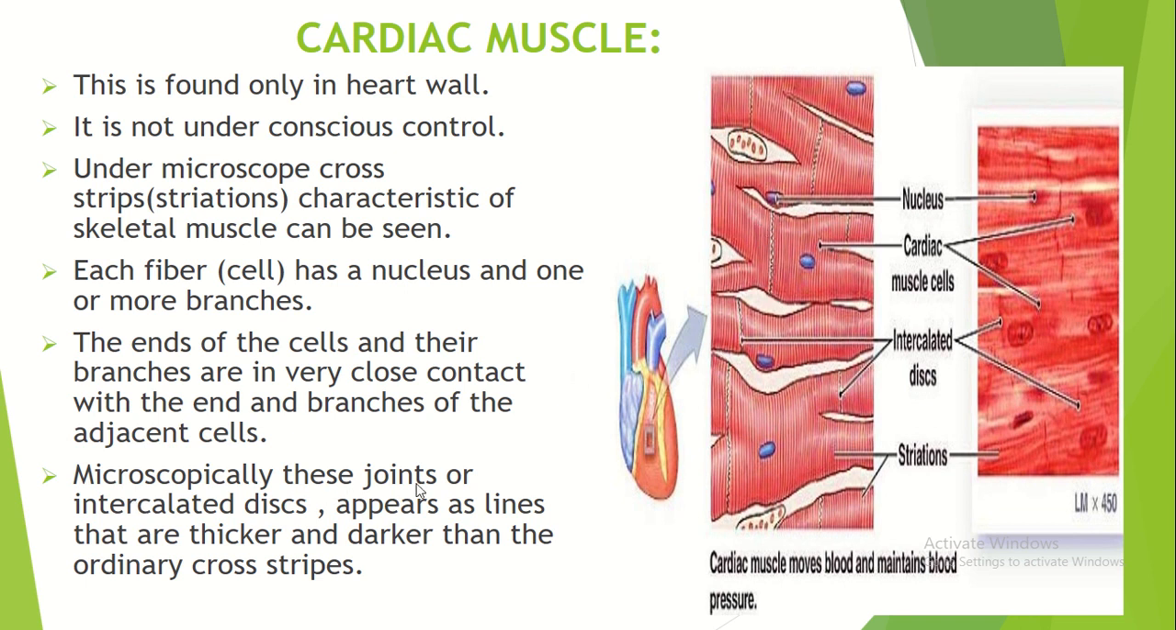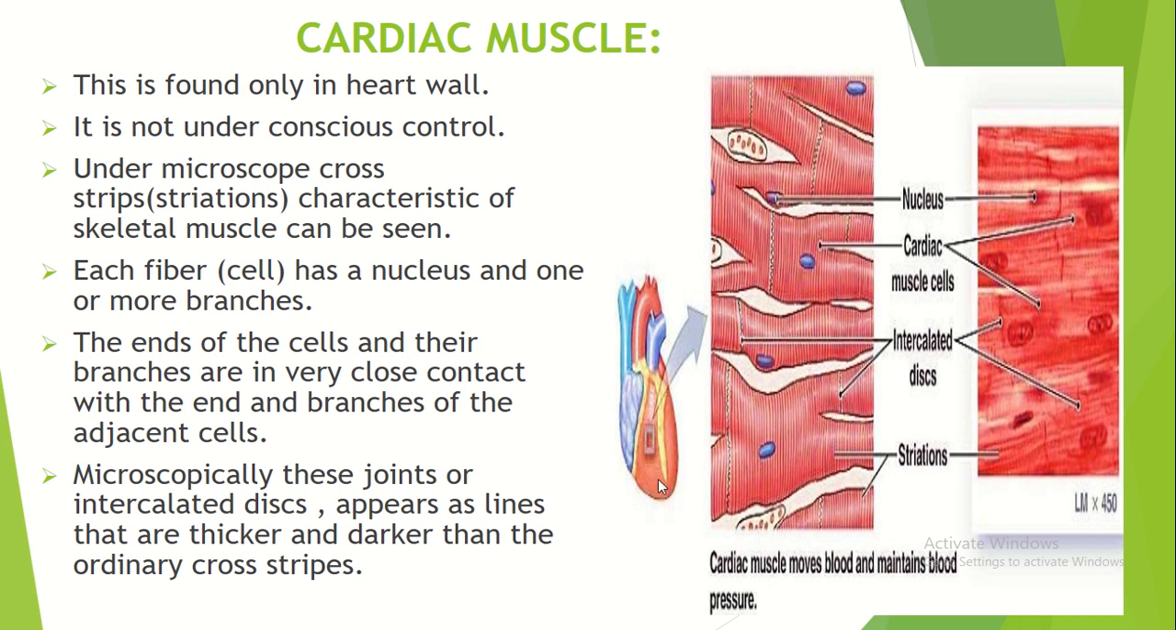Microscopically, these joints, or intercalated discs, appear as lines, and they are thicker and darker than the ordinary cross strips. So you can see that this is the intercalated disc. Two cardiac muscles are joined together to form this intercalated disc. In this picture it looks very thin, but microscopically it is very thick and darker than the ordinary cross strips.